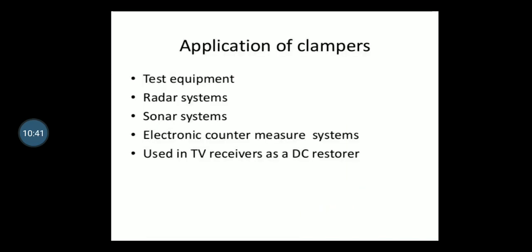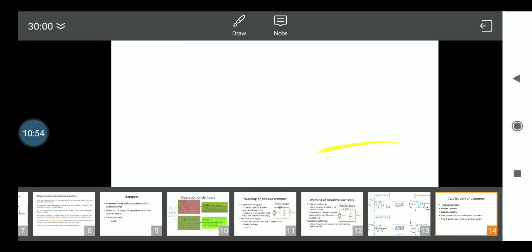So, applications of clamper: the clamper may be used in test equipment, radar systems, sonar systems, electronic countermeasure systems, and in TV receivers as a DC restorer.